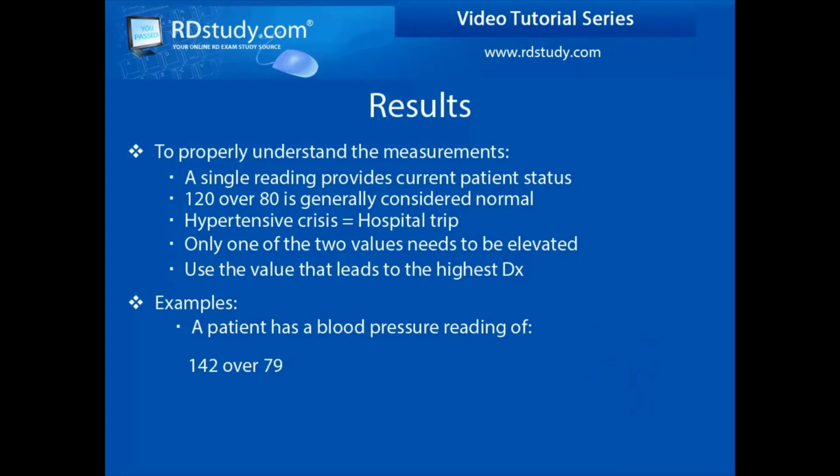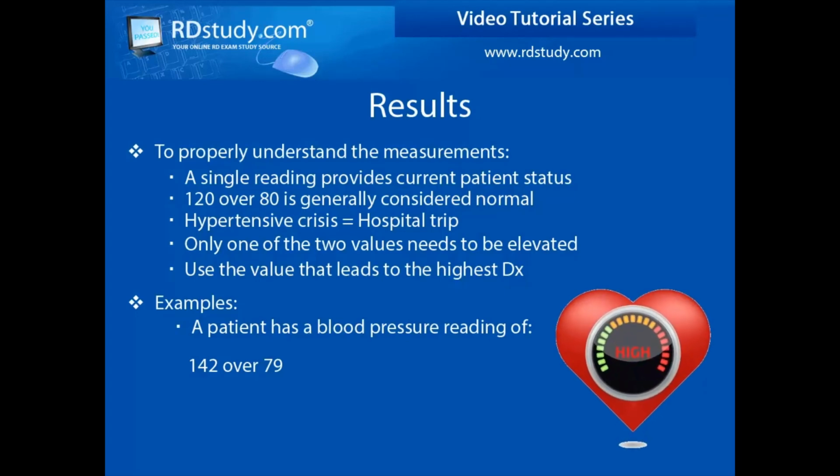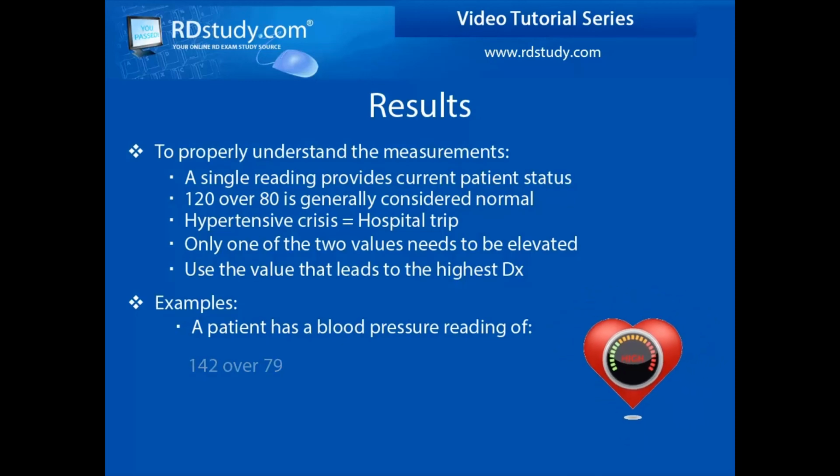Values of 142/79. A value of 142 for systolic indicates hypertension, while a diastolic value of 79 represents normal. Remember, always use the value that indicates the highest pressure. This would be considered hypertension based upon the 142 for systolic.